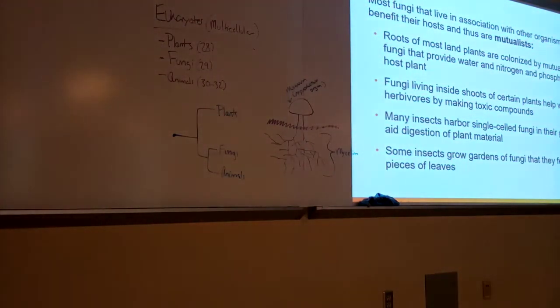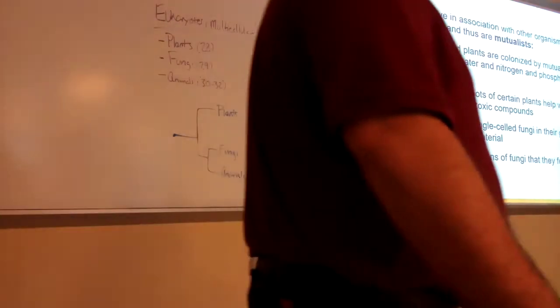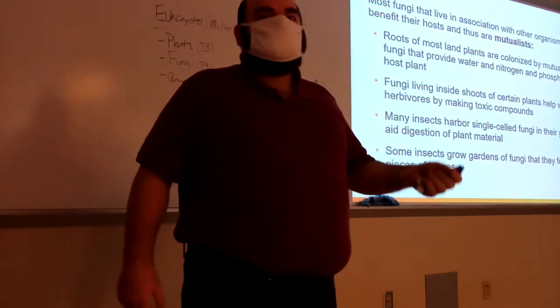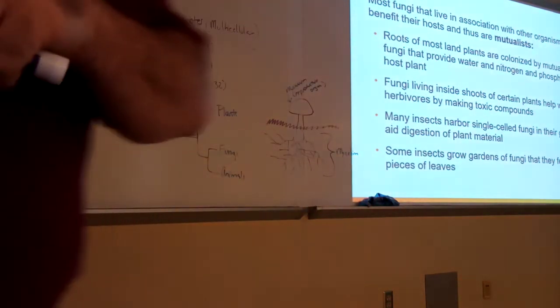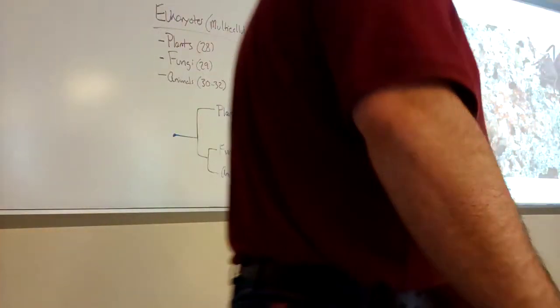And we even see another type of relationship with fungi. Some insects, like leafcutter ants, actually grow and harvest fungi. And they bring the fungi food, allow it to rot vegetation, and then feed on it. Here's an example of what this looks like. So here's some leafcutter ants.